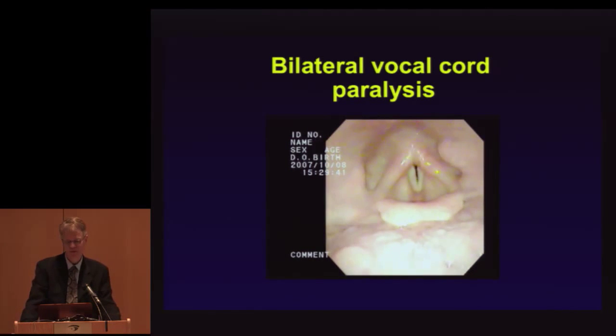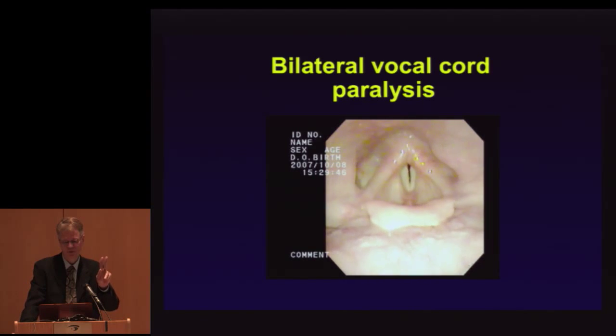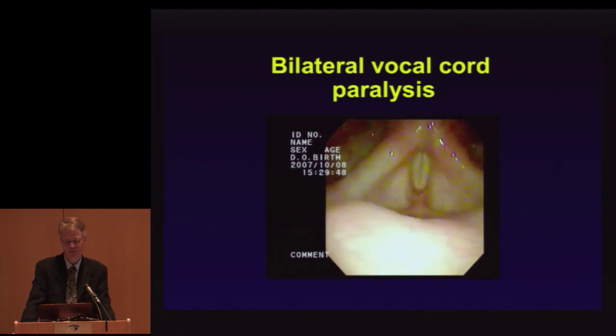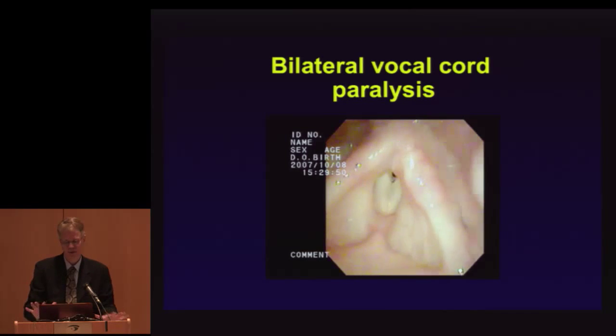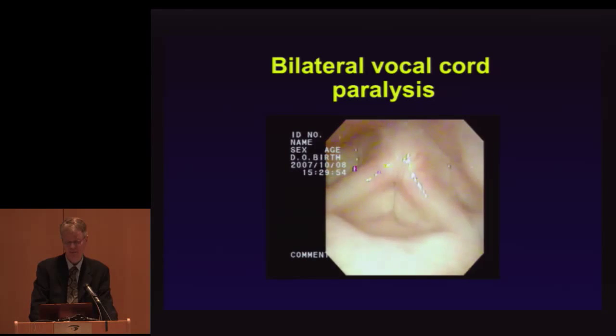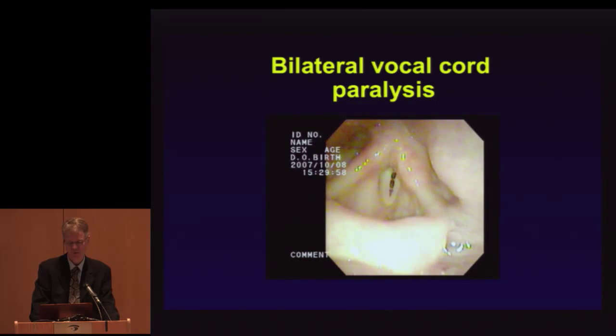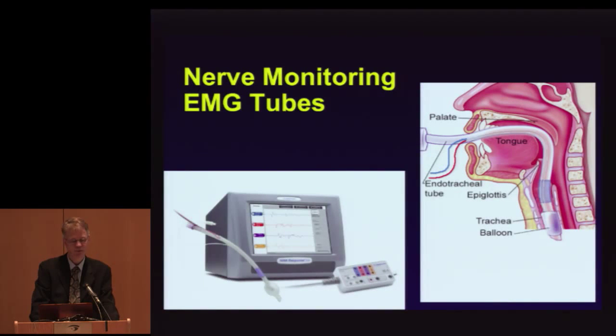This is a bilateral vocal cord paralysis, and you can see how those cords are very close, and the patient's going to have problems breathing. So that's something we go to great lengths to prevent during thyroid surgery. Again, not my patient, but I was lucky to find a video of this. So what do we do in the operating room to try to prevent the nerve injuries?